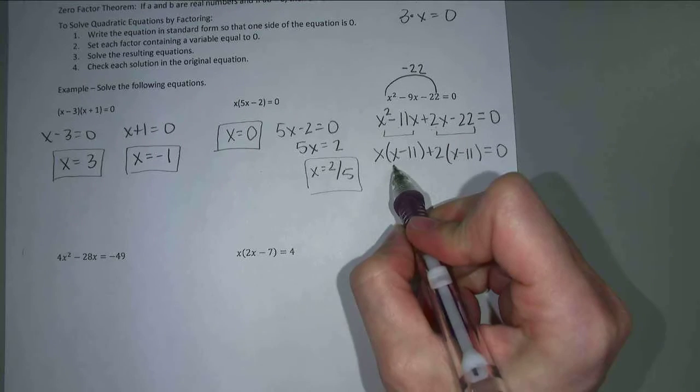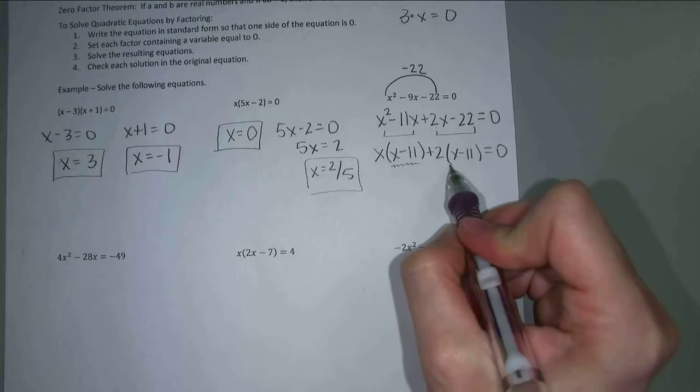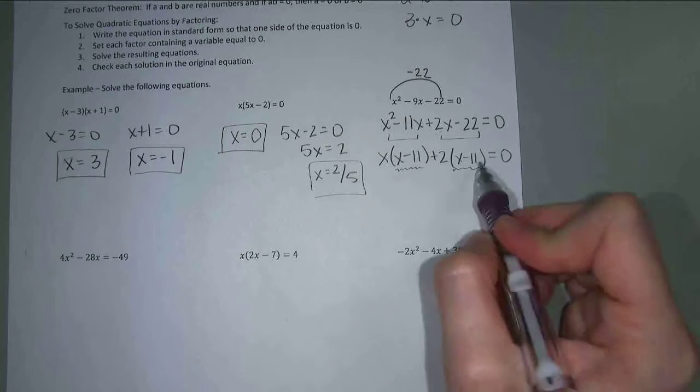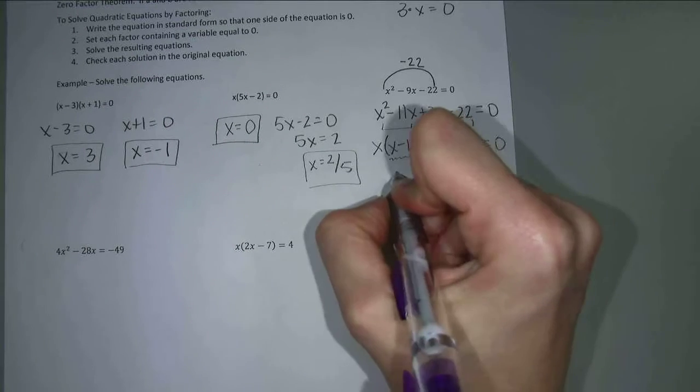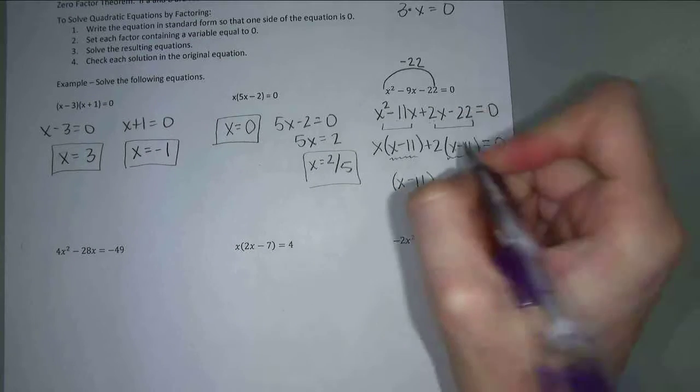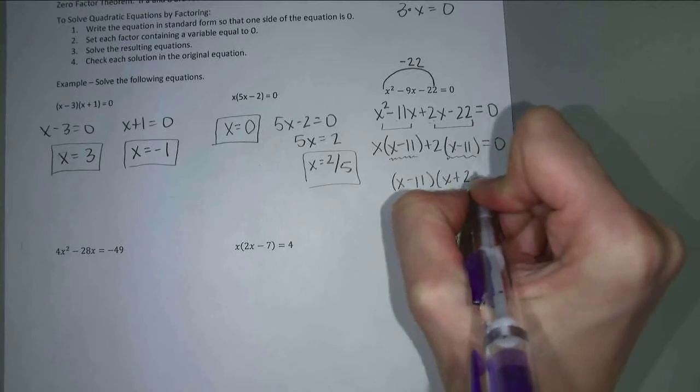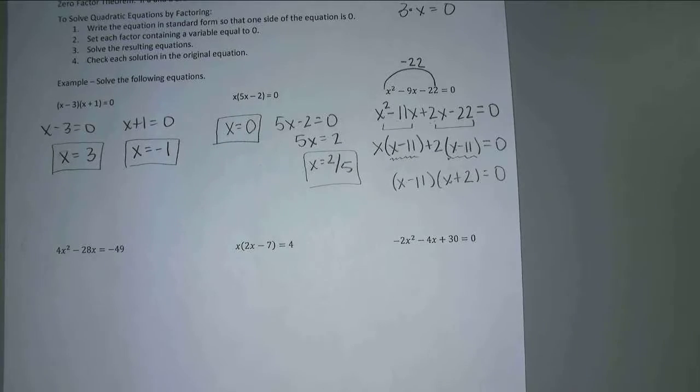Woohoo! Because what do I have there? I have 2 ugly terms that have a GCF of what? x minus 11. So I'm going to factor out that x minus 11. And when I do that, are you guys left with x plus 2 as your remaining binomial? Does that look okay?